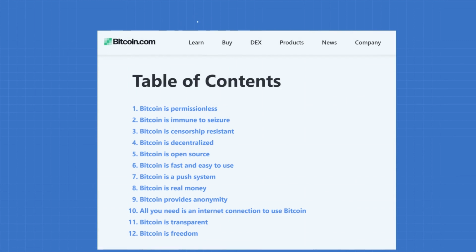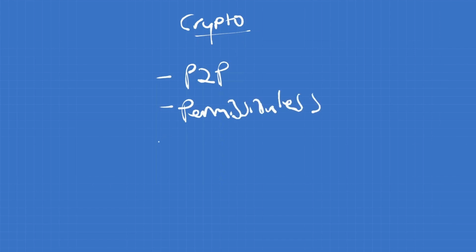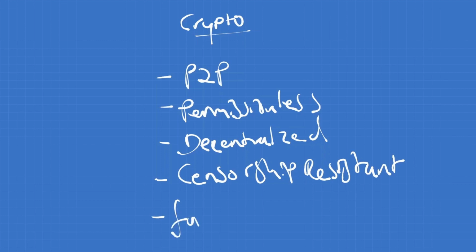So if we go to like bitcoin.com and we look at the advantages, why should someone buy Bitcoin, they'd probably find that the ideal properties of a crypto is that it's peer-to-peer, that it's permissionless, that it's decentralized, and censorship resistant, and of course fungible. So why are these important?